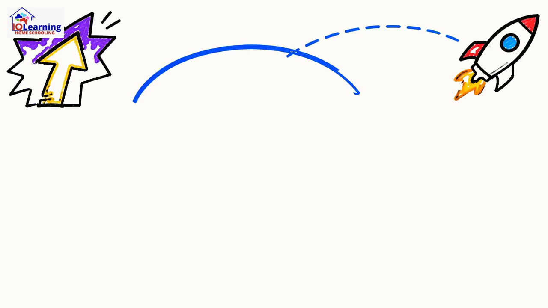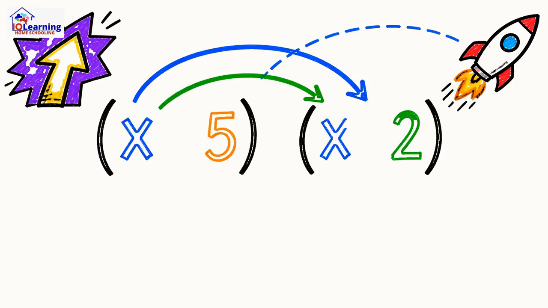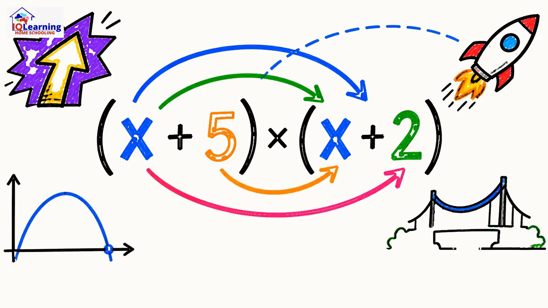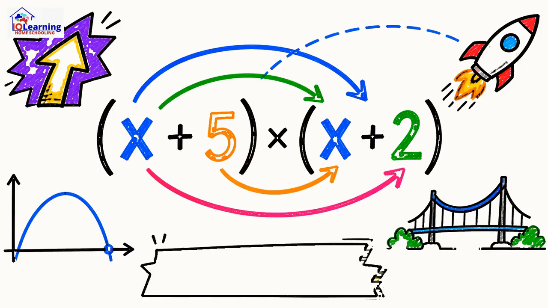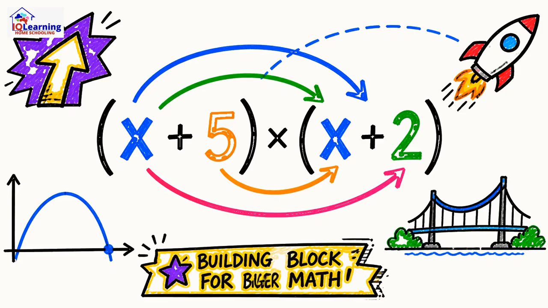In year 9, you met single brackets. Now in year 10, algebra levels up. We're talking about multiplying two brackets together, a skill called expanding binomial products. It's the foundation for solving complex equations and understanding how things like projectile motion work. So let's get it right.